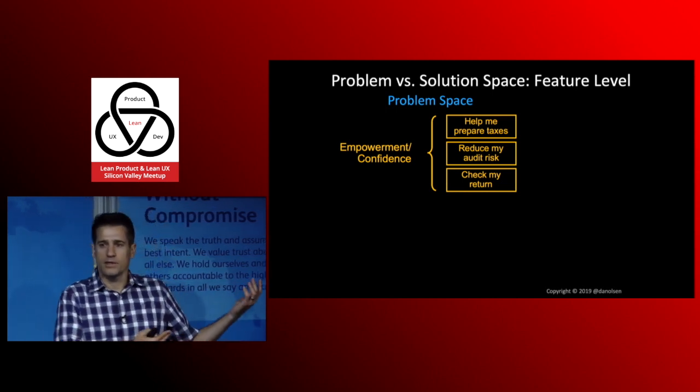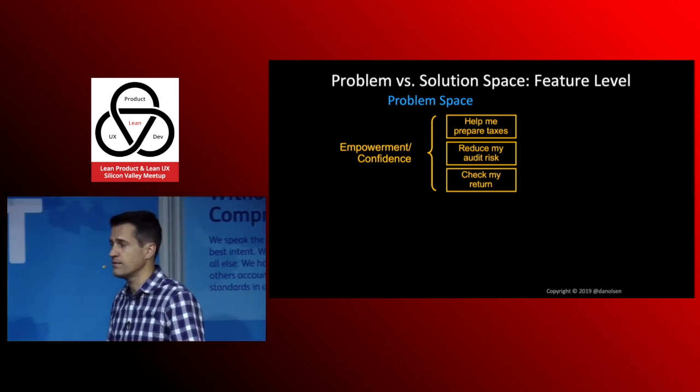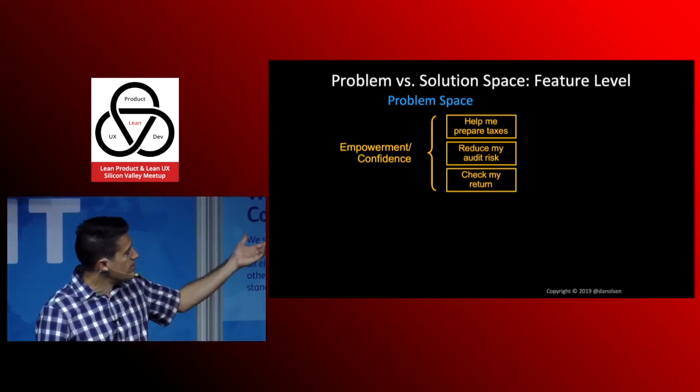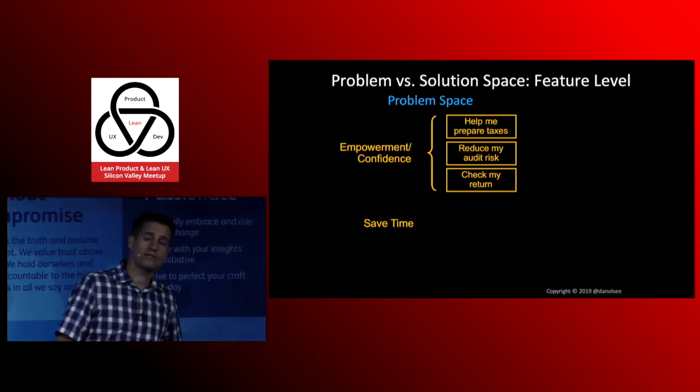That's what that benefit ladder would be all about, right? More of an emotional benefit, frankly, than a functional benefit. That's the empowerment benefit ladder. There's a whole distinct benefit ladder that has nothing to do with that. It's orthogonal, which has to do with saving time.